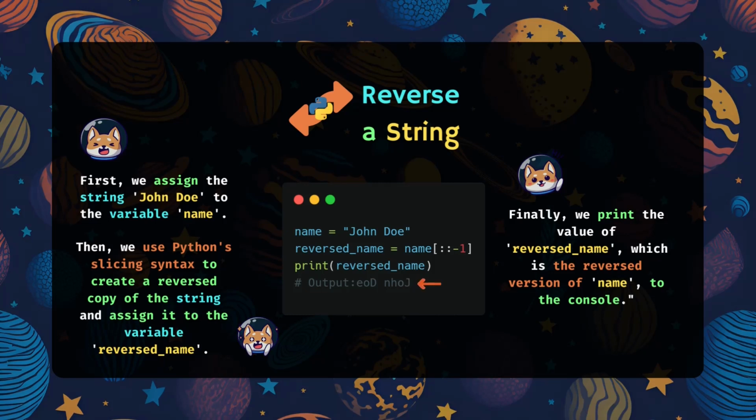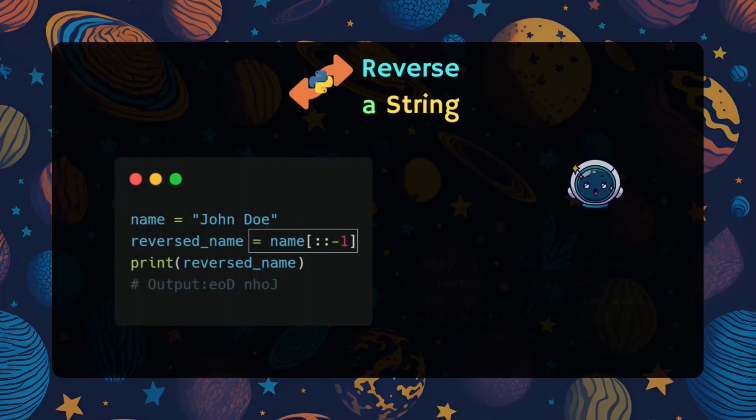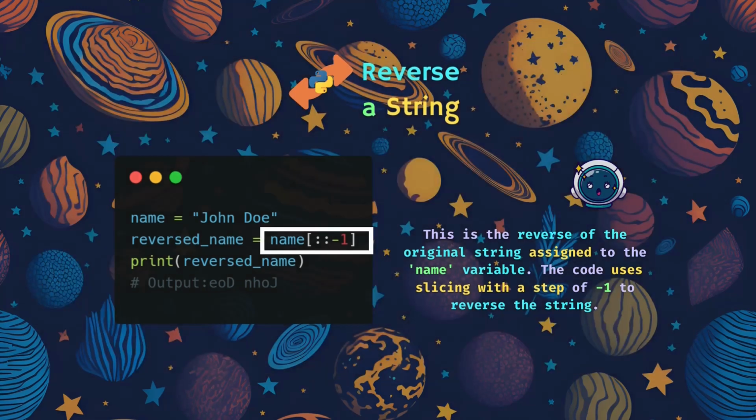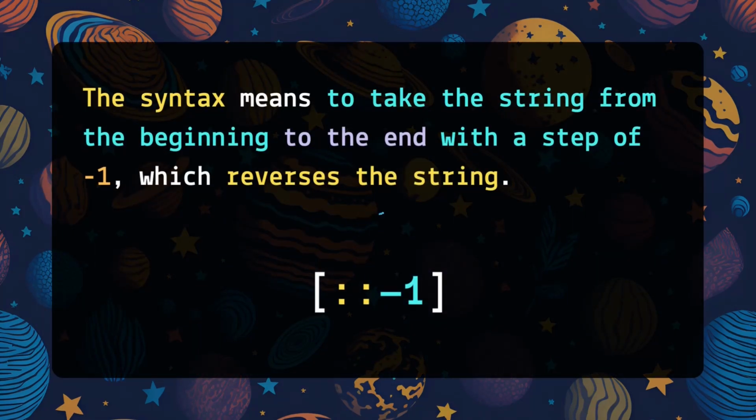When the code is executed, the output will be shown. This is the reverse of the original string assigned to the name variable. The code uses slicing with a step of -1 to reverse the string. The syntax means to take the string from the beginning to the end with a step of -1, which reverses the string.